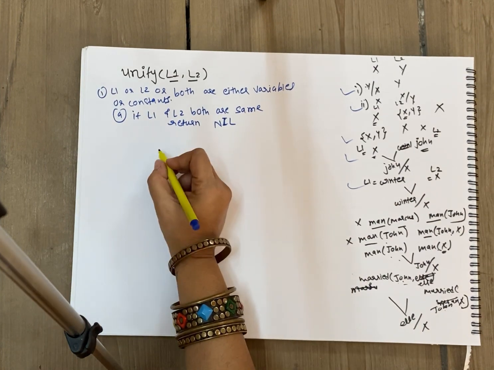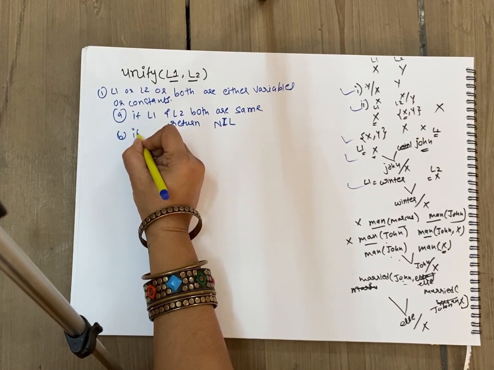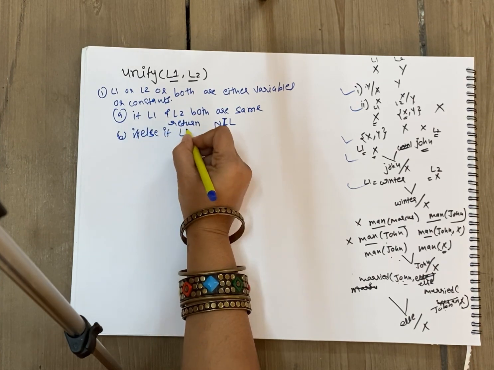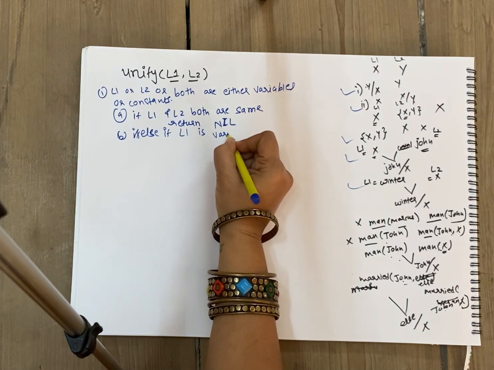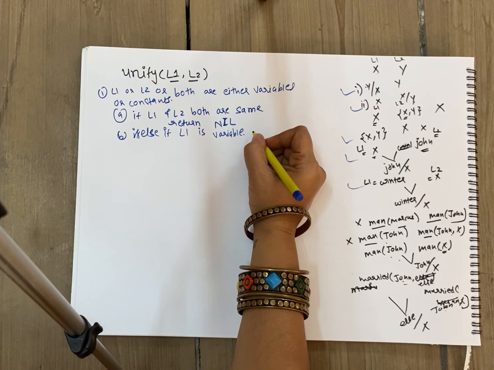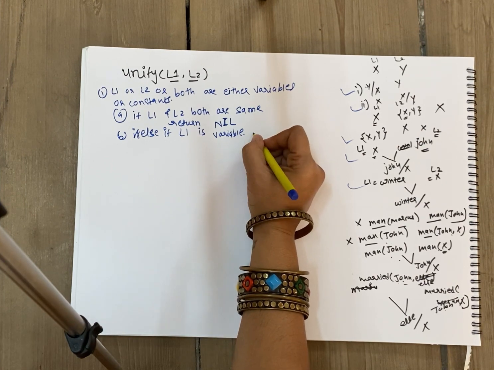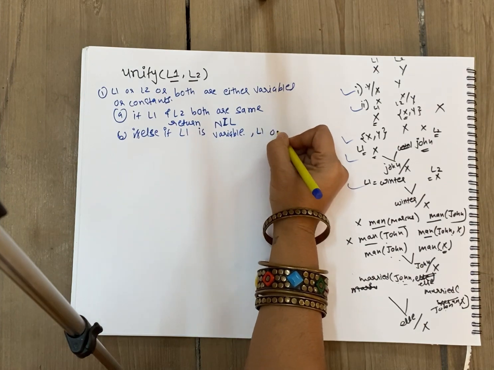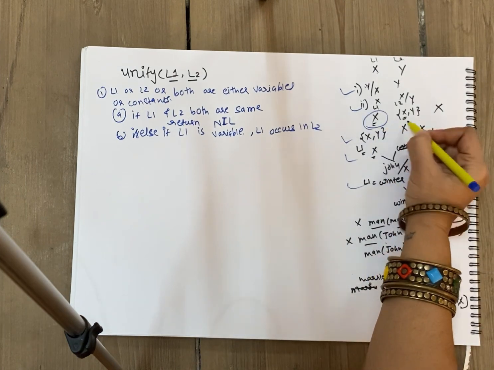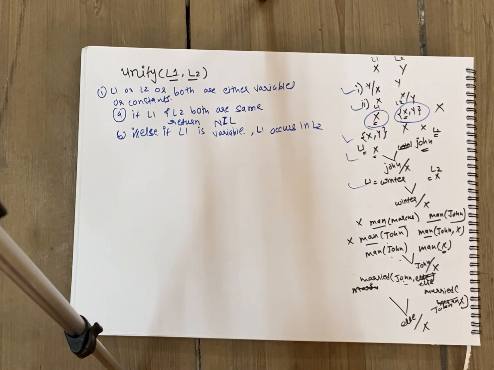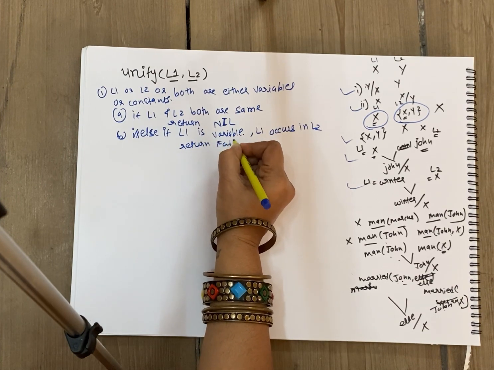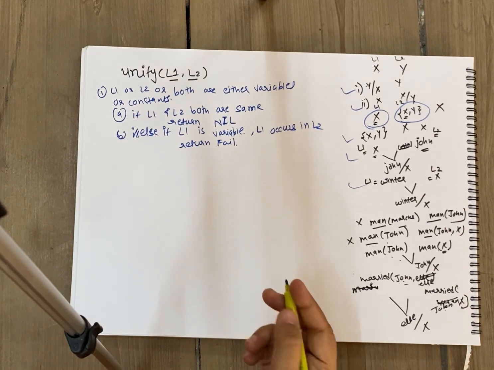Okay, but else, if L1 is a variable, and L1 is a variable, then if L1 occurs in L2, meaning L1 is a variable and L1 occurs in L2, in that case what you have to do is return fail, because unification is not possible.